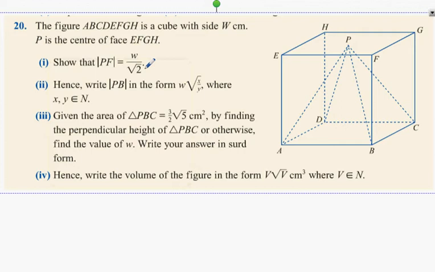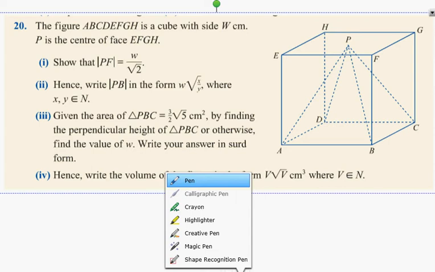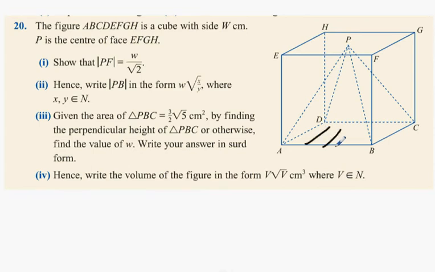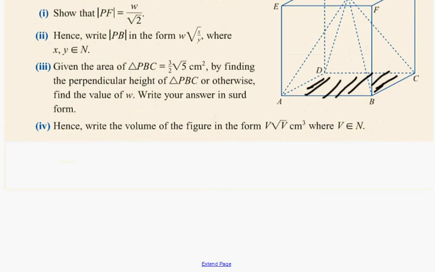Spicy meatball here. Now, it's a cube. Cube means length, width, and height are all the same. Agreed? What I'm going to do next is target the base. What do I mean by the base? The bottom square. So I'm going to draw myself a square.